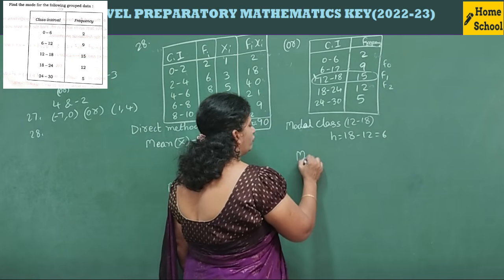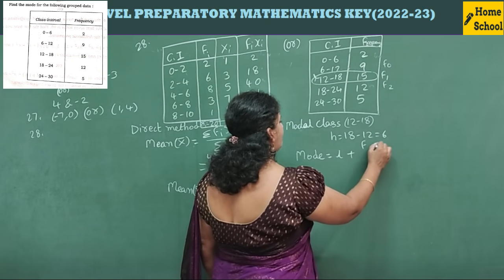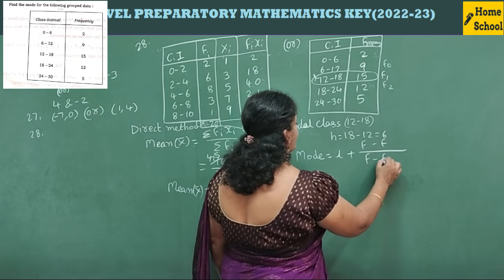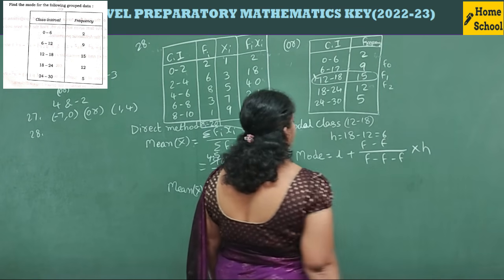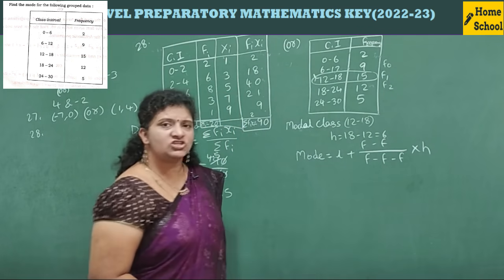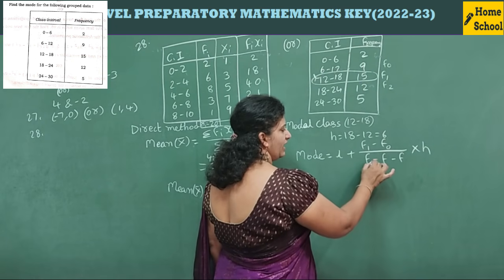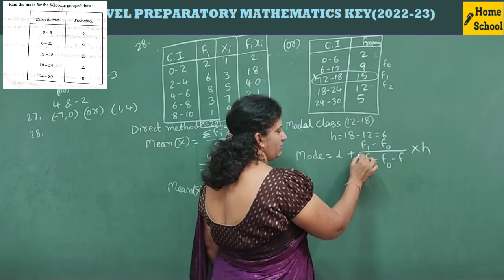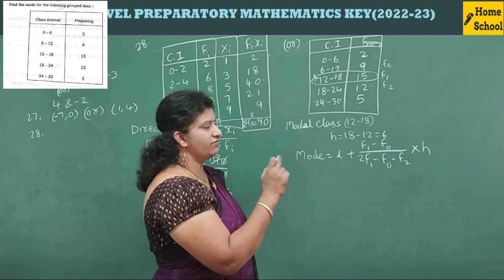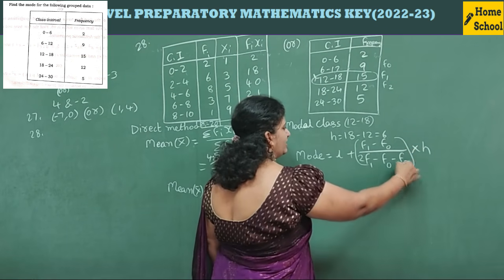Now write the mode formula. L plus F1 minus F0 by 2 F1 minus F0 minus F2 into H. See, children, how to remember the formula easily. Look here. L plus F1 minus F0 into H. Which class? 10th, right? So split the number 1, 0. Again write that 1, 0. You just remember here 2 and here also 2. F1 minus F0 by 2 F1 minus F0 minus F2 into H.